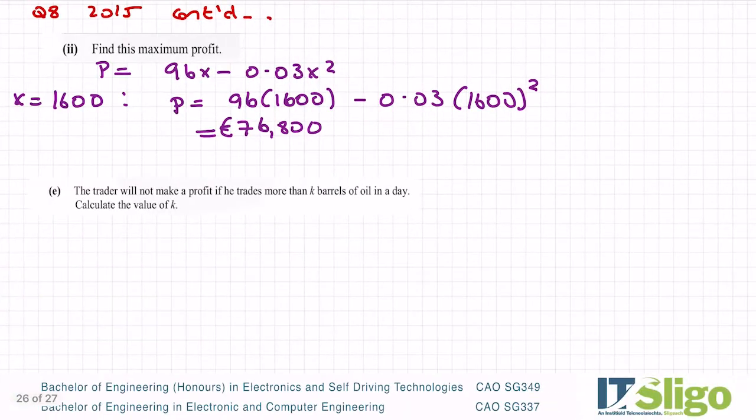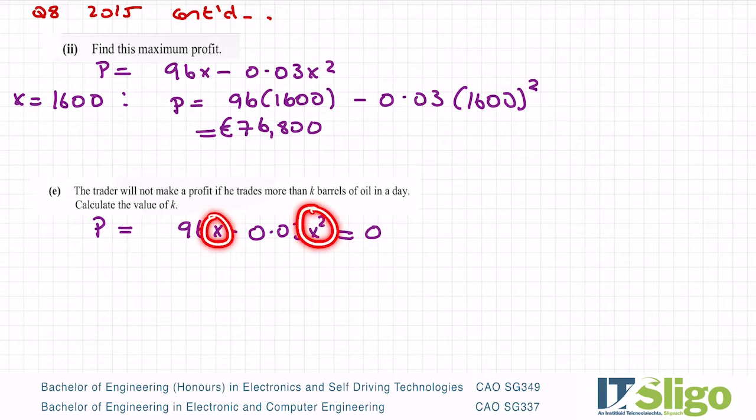Okay, but anyway, he said he'll not make a profit if he trades more than K barrels of oil in a day. Calculate the value of K. Well, the profit is 96x minus 0.03x squared. And if he makes no profit, then that's equal to 0. So how do I solve that for the value of x, or I could call it k? Well, you could form a quadratic out of it if you wish. You have to solve it for x one way or the other.